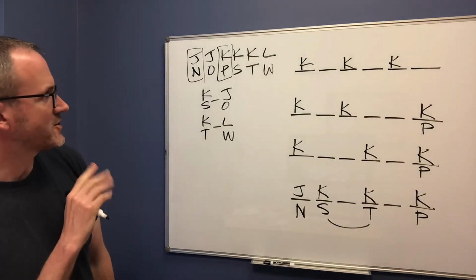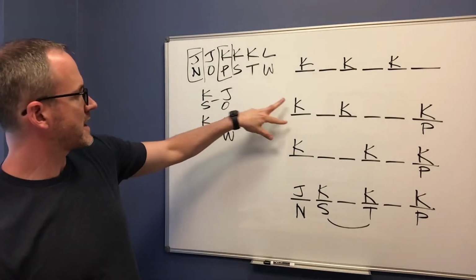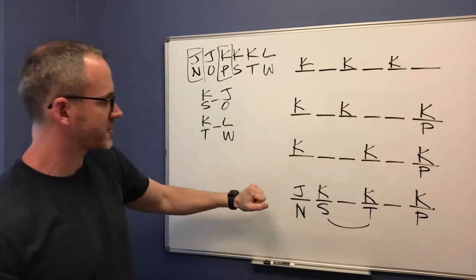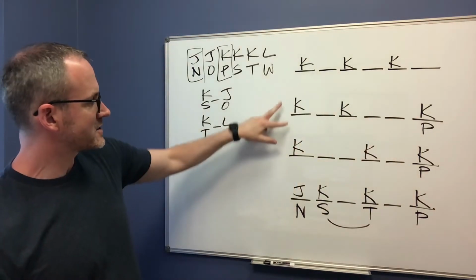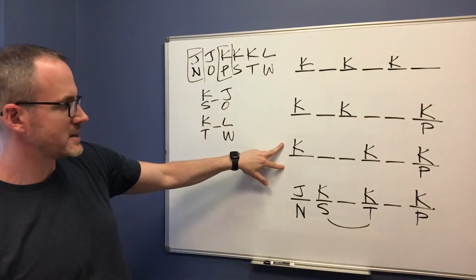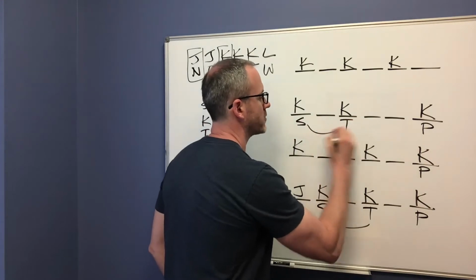Now, there is a decent amount of flexibility in this game. If this is KS, then JO could come here or really anytime after. So this could be KS or KT. This could be KS or KT. Again, I don't really know, so I'm just going to have these going back and forth.